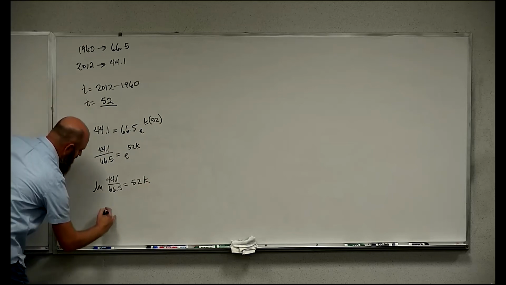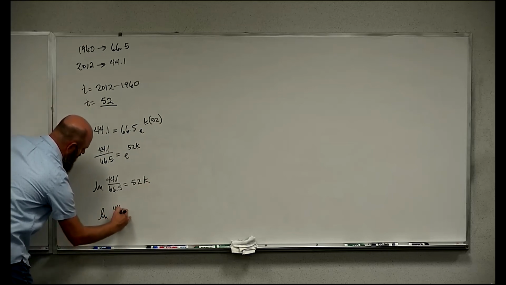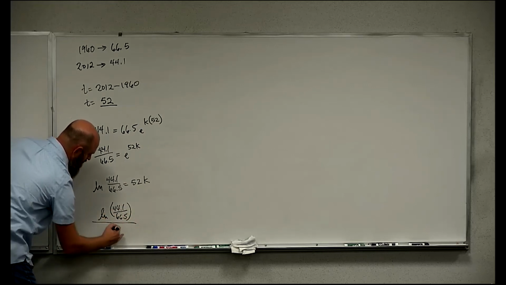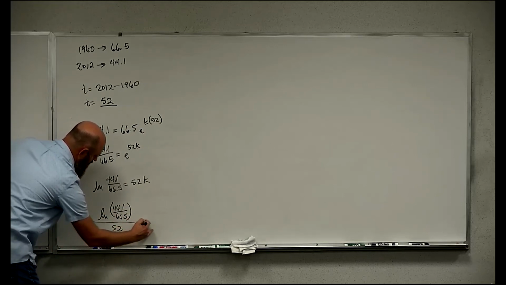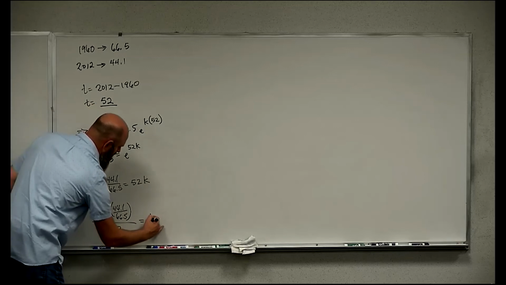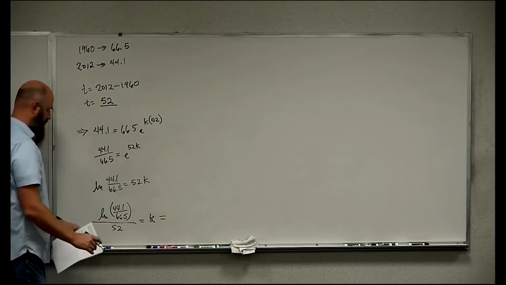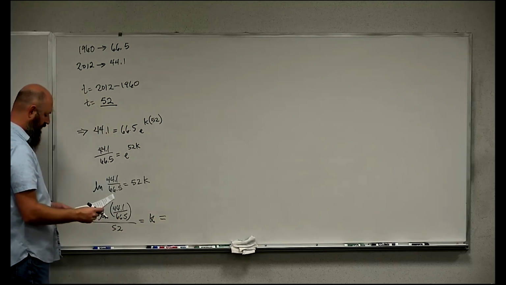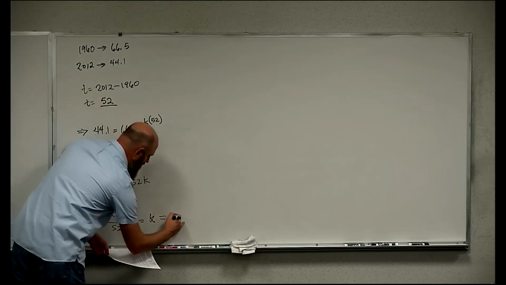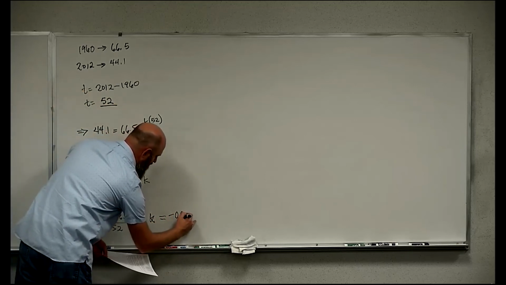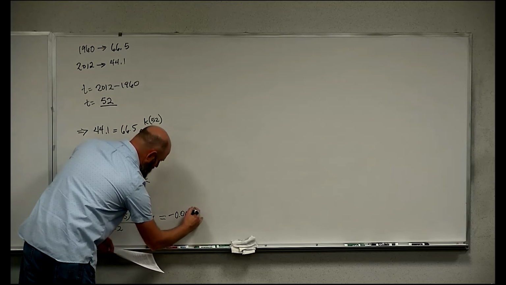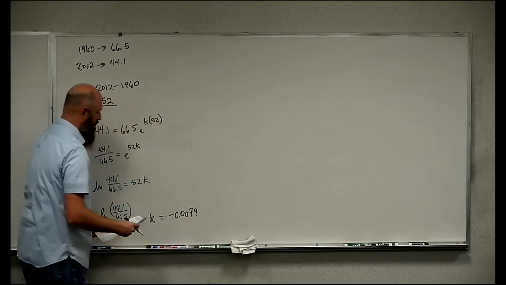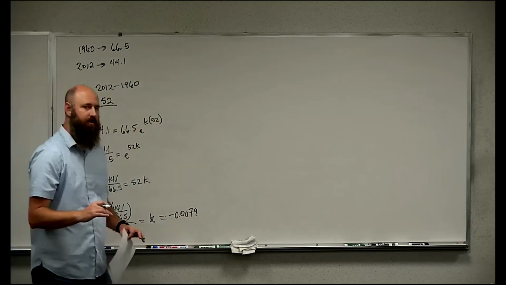And then we divide: ln of 44.1 over 66.5, put that in parentheses, divided by 52 equals k, which equals, let's see. If we put that in the calculator, we're going to get negative 0.0079.